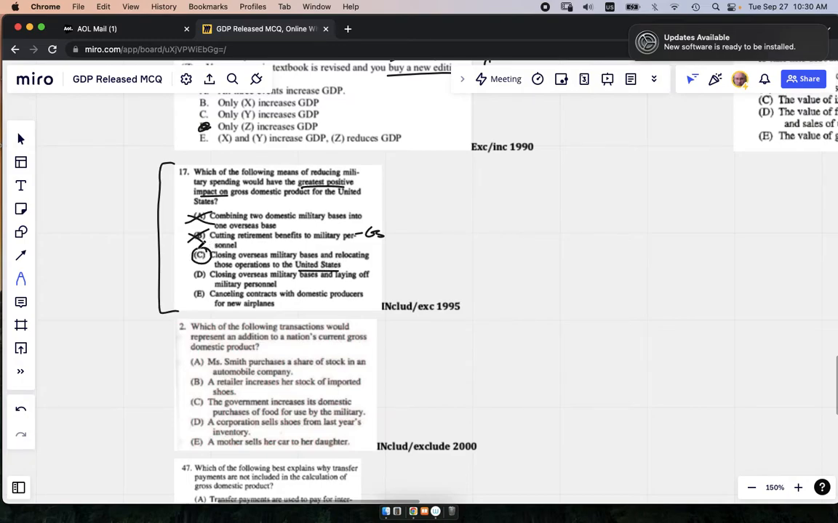Closing overseas military bases and moving them to the U.S., think about that. All those people come back to the U.S., they're all spending their money, consumption goes up, investment goes up, government spending goes up, right? Closing military bases and laying off, you're not paying them if you're laying them off, so government spending would go down. Canceling contracts with domestic producers, all those good porky military contracts would be canceled. That would reduce government spending and reduce GDP. All right, number 2, pause, take a look, choose your answer.